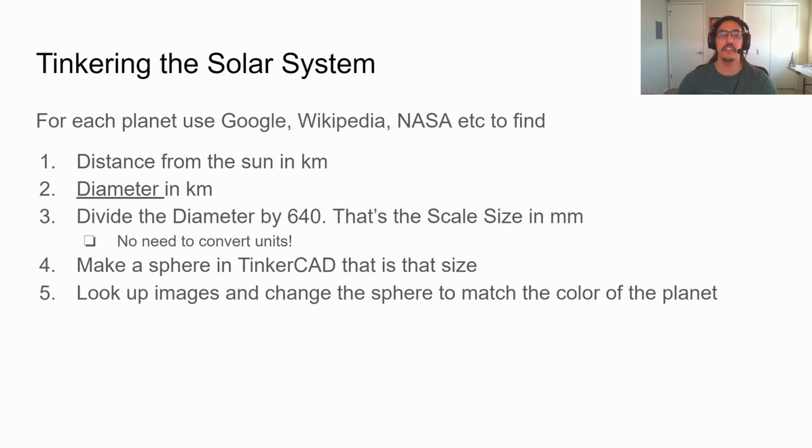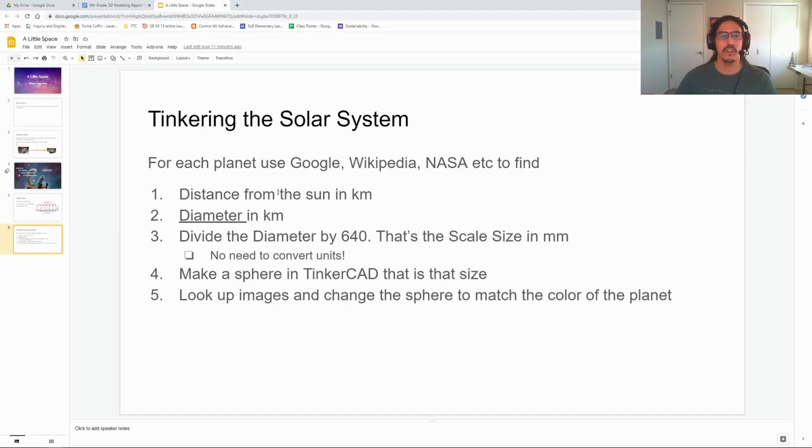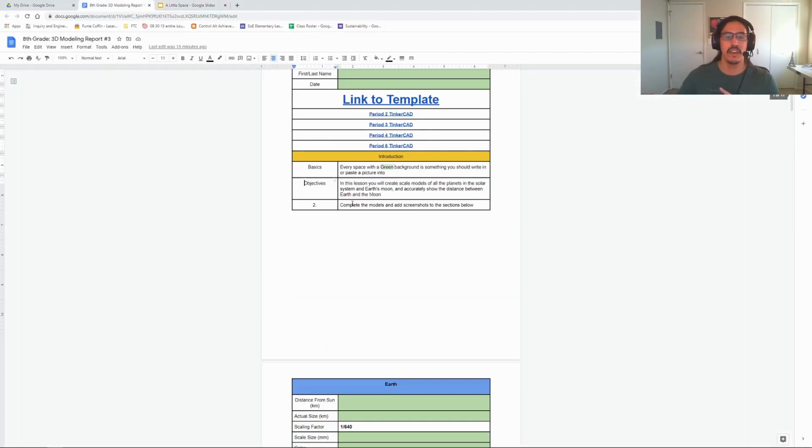Make sure you're finding the diameter, because some websites are going to report this as the radius, and the radius is only going to be half of that distance. So we need it to be the diameter. Then, now that you have your diameter, we're going to divide that number by 640. That's the scale size.